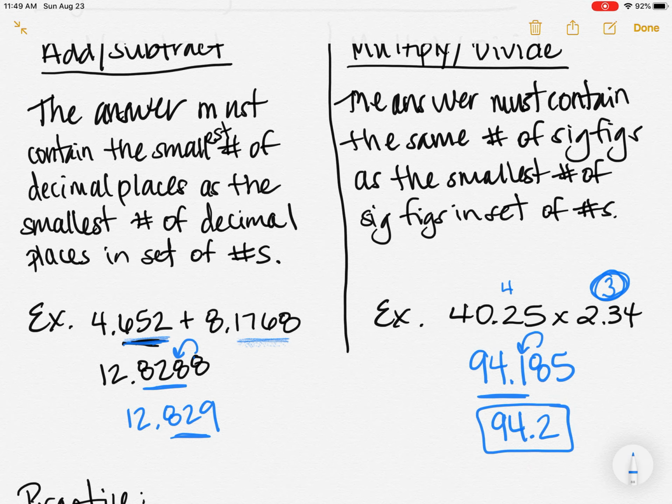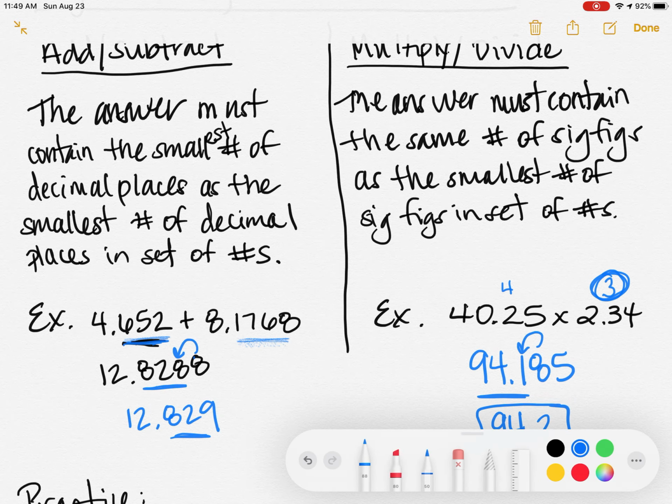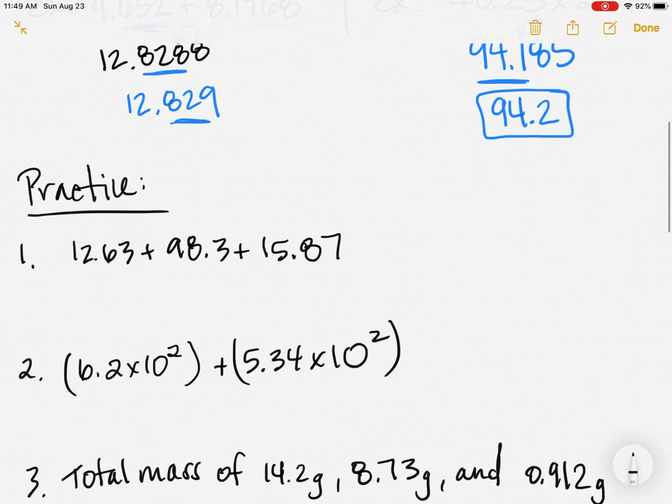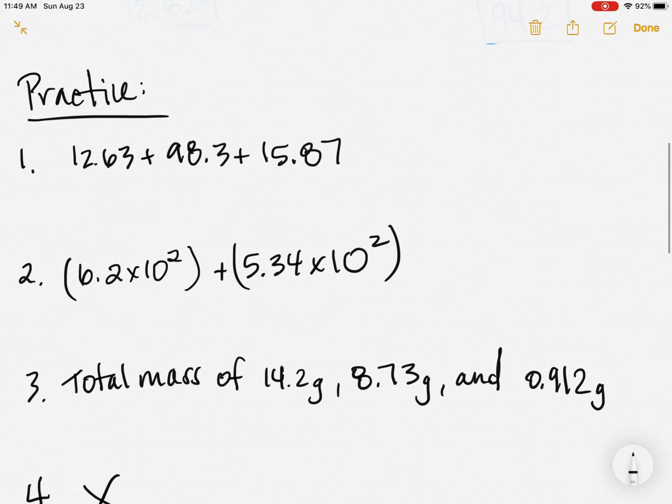Okay, so just a quick clarification. When you're adding and subtracting, you're looking at, does my answer have the same number of decimal places as the smallest number of decimal places? And when you're multiplying and dividing, it's sig figs. It's not decimal places. So that's the only thing you have to remember. So let's do some practice, and these should be on your worksheet, and we'll just do them together to make sure we have an understanding of this.